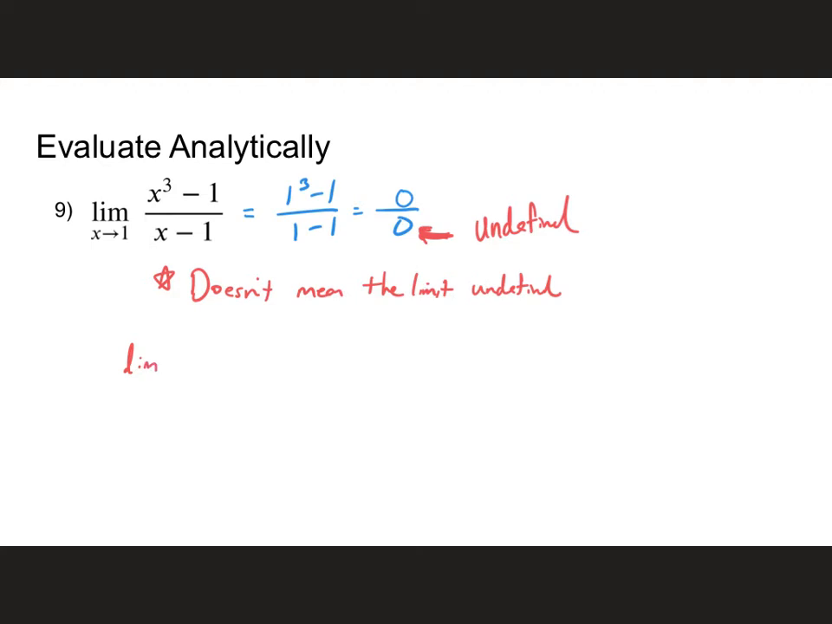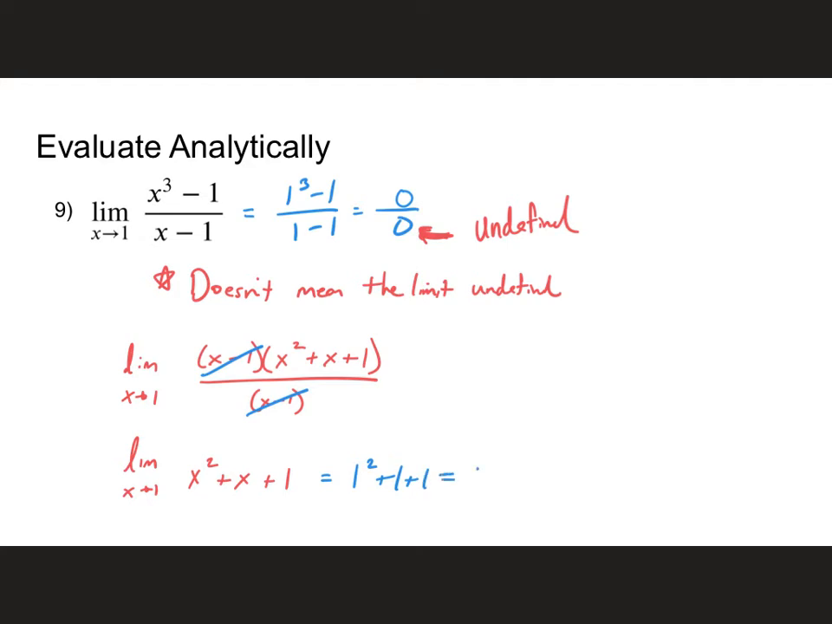What do I mean? Hopefully you notice the top is factorable. I can factor that down because that's a difference of 2 perfect cubes. So I can factor that down to be x minus 1 times x squared plus x plus 1. And the denominator is still x minus 1. Because of that, I can cancel out what's on the numerator and the denominator that's the same after I factored. And that means that the limit of x to the third minus 1 over x minus 1 is the same as the limit as x approaches 1 of x squared plus x plus 1. That we can evaluate. That we can come up with an answer to.